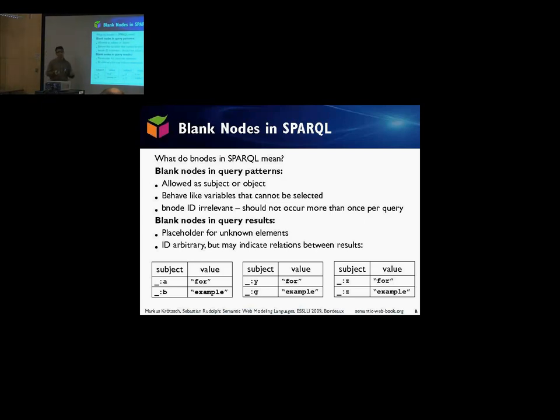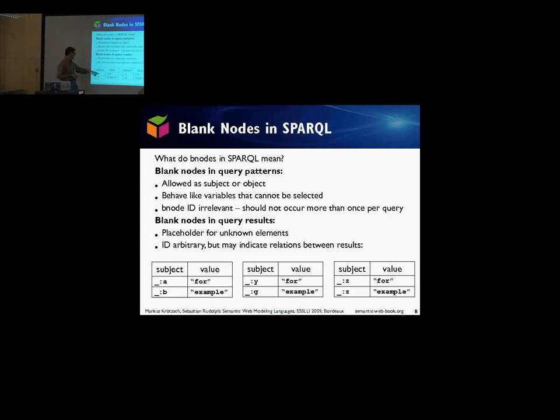For the blank node ID, most of these RDF encoding tools assign some particular blank IDs to every blank node which is present over there. Like Dr. Shed said, if there is a blank node number 1, it can have 10 particular literals, so there is a particular ID. But it's almost irrelevant, and that particular thing should not occur more than once per query, otherwise it can lead to all kinds of issues and your processor will complain. They are placeholders for unknown elements, and the ID is arbitrary, but it may indicate relationship between results, as it's captured over here.